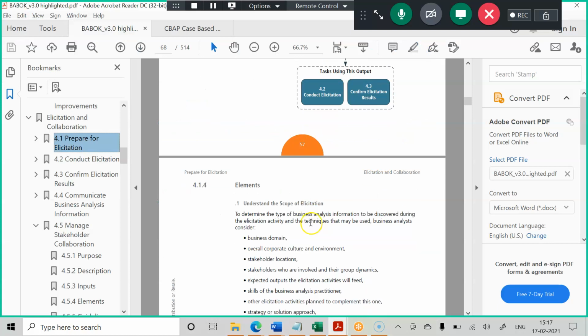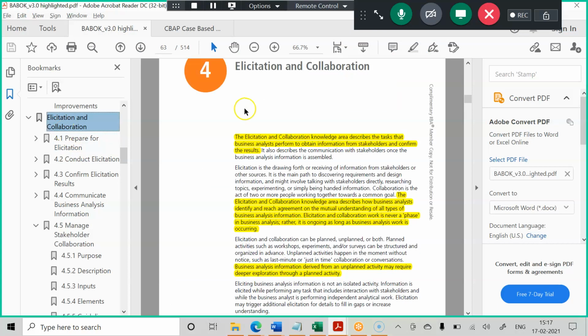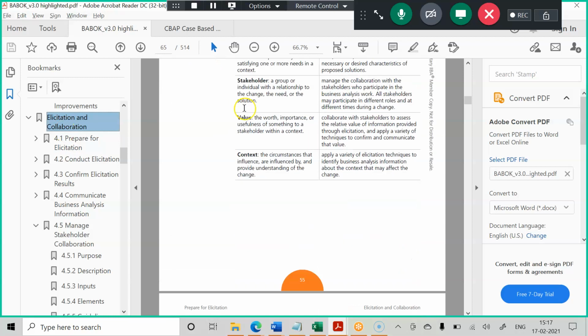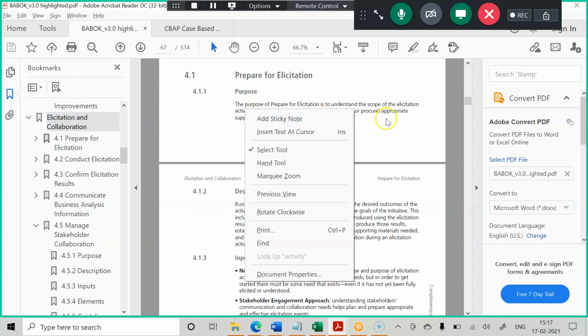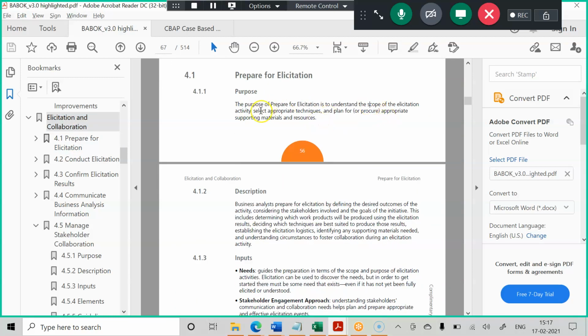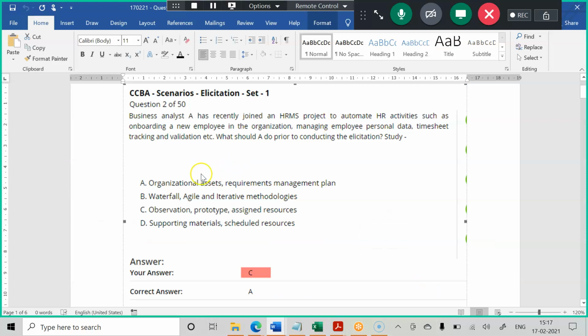Supporting materials are the scope, the appropriate techniques and appropriate supporting materials and resources. But this particular option, organizational assets, covers supporting materials and scheduled resources as well. So that is why option A is the answer.